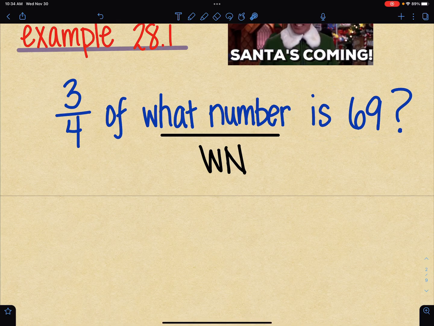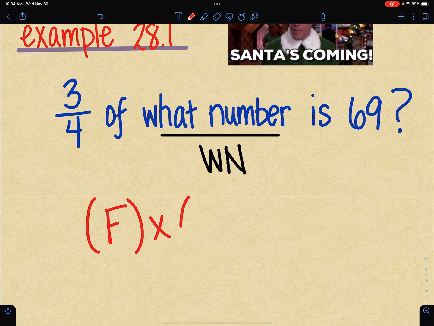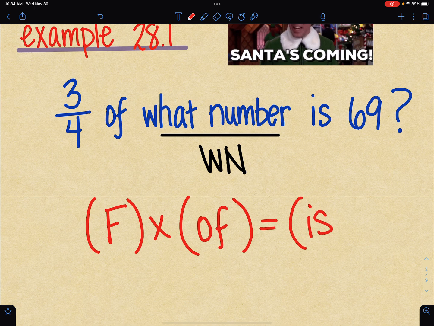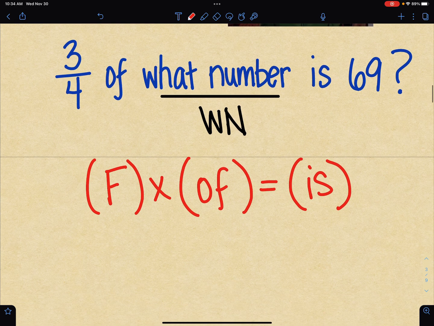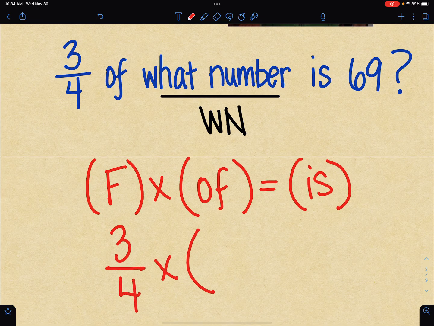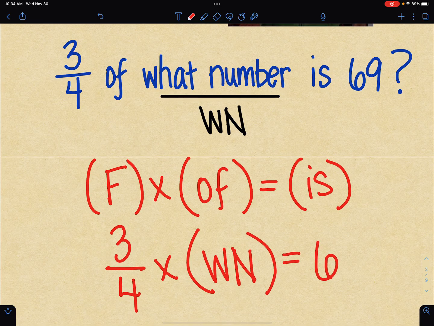So we're going to make the replacements. The first thing I'm going to do, I'm going to write F times of, so of what number? And then is. So if you rephrase it this way, 3/4 of what number is 69? So they want to know 3/4 of what number, this is what they want to know, is the 69. Do you get it?